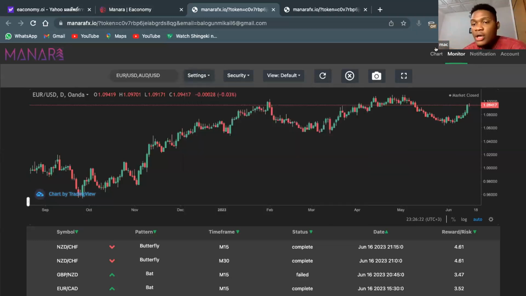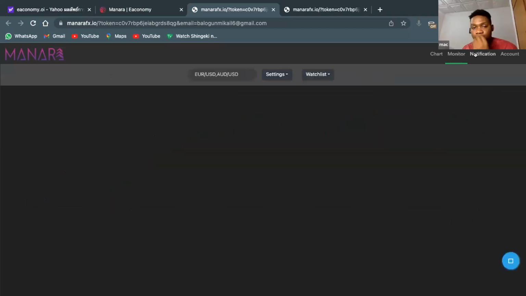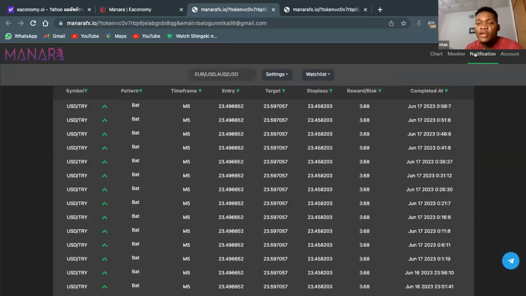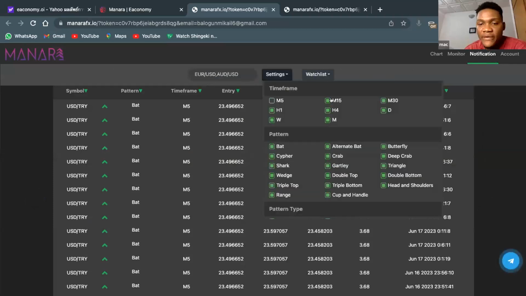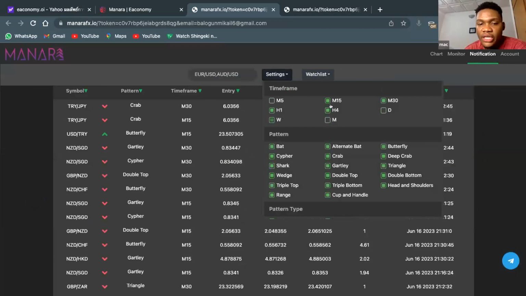Now, after you are done setting everything on monitor, you go to notification. You have set everything from monitor, then you go to notification, and you set again. When you go to notification, you click on settings. You remove 5 minutes, you remove day, you remove months, you remove week. 1 hour, 4 hour, 15 minutes, and 30 minutes is what we are going to be using.